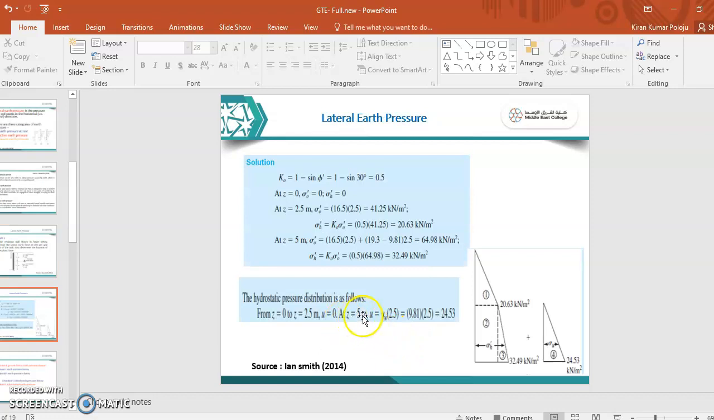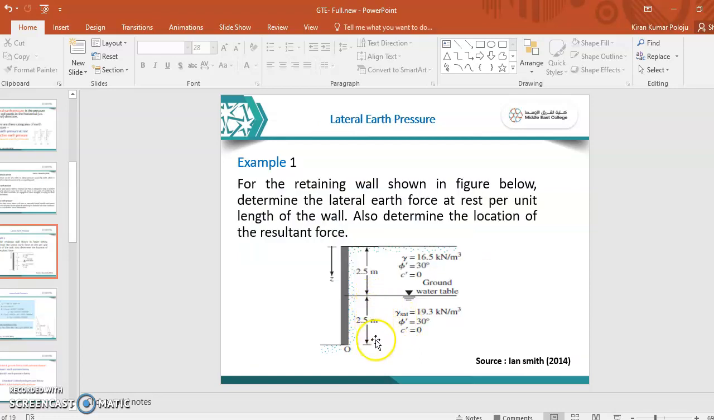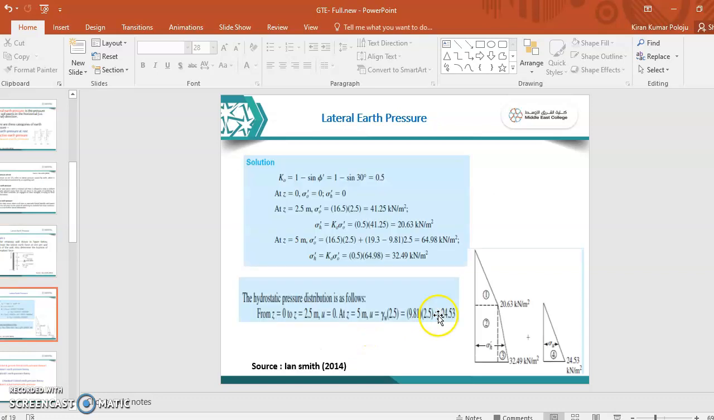So at z equal to 5 meters, we know the formula: unit weight of water multiplied by the depth, or height of the saturated soil. So what is the height here? 2.5. And what is the unit weight of water? 9.81. So 9.81 multiplied by 2.5 gives you 24.53. So that is the 24.53 at z equal to 5. This is the picture you have to draw based on the values.